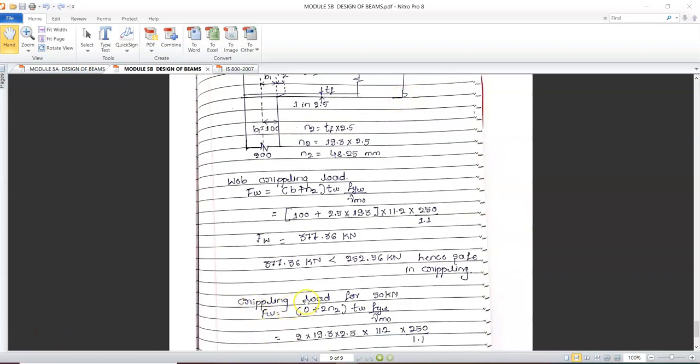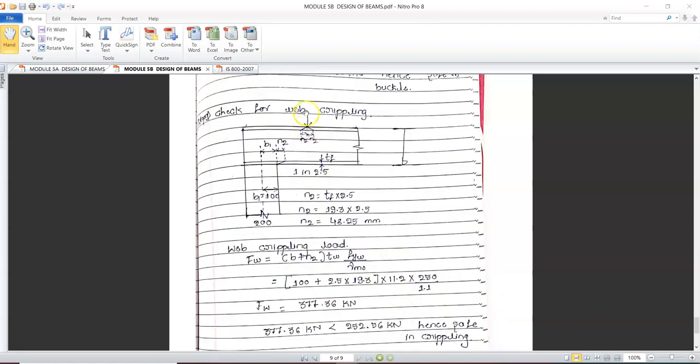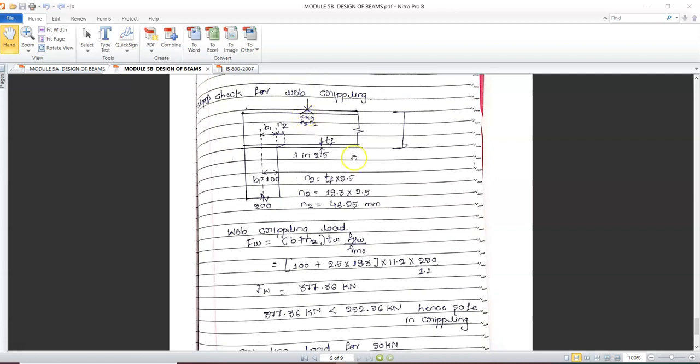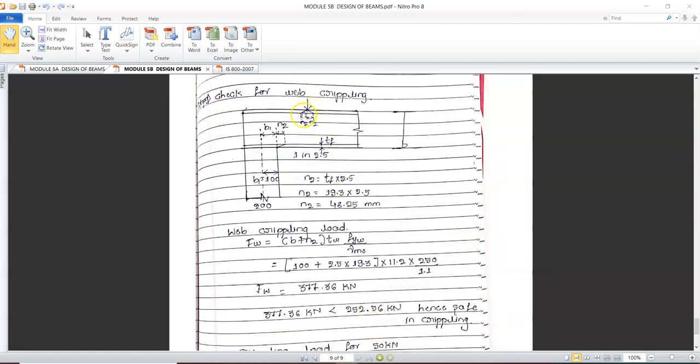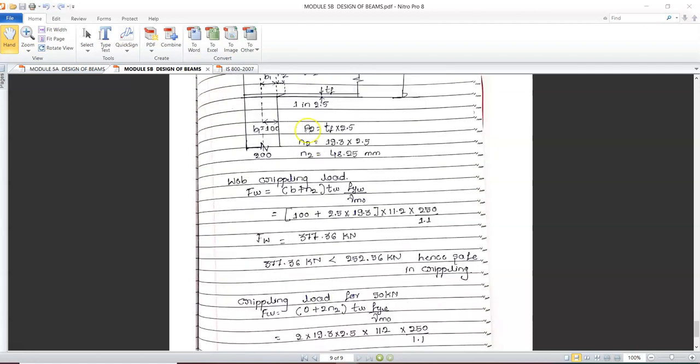Now check for crippling of the web at a load of 50 kilonewton. There is a point load of 50 kilonewton also acting on the beam at the center. Now taking the same formula, (B plus N2) into Tw into Fy by gamma m0. This point load is acting at a single point, so that is why B is considered as 0 mm.